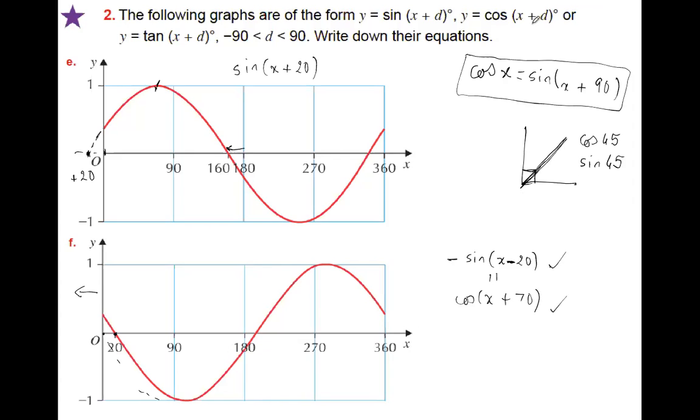So you can try sine of 90 plus 45. What do you get? 0.7. Sine of 90 plus 45. And then cos 45 should give you the same answer. Yep. 0.707.